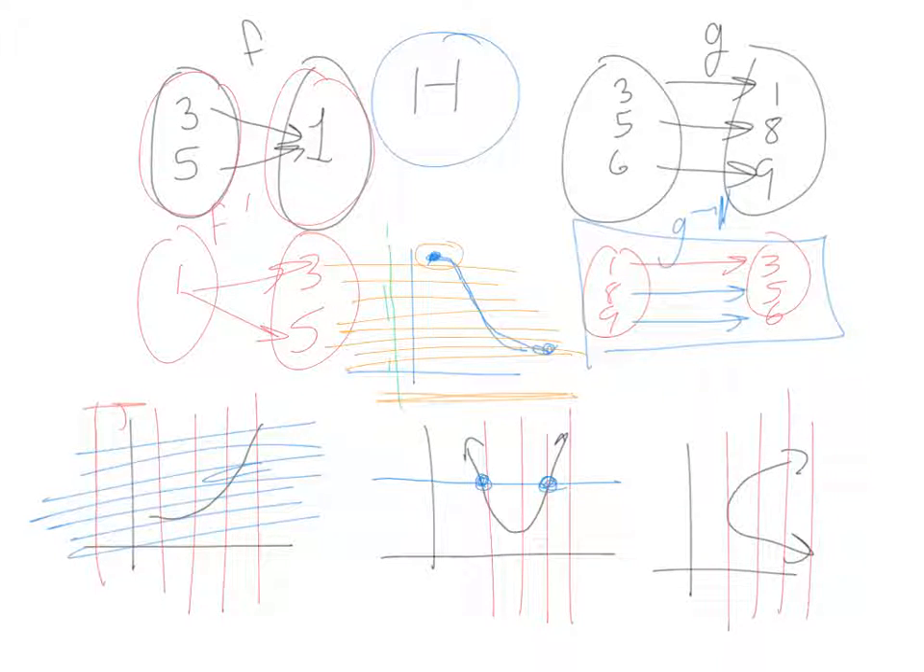Since this passed the vertical and the horizontal line test, this is considered a one-to-one function. And that means when I go and find the inverse, that inverse will also be a function. So the short answer is, if it passes the vertical and the horizontal line test, it is a one-to-one function.